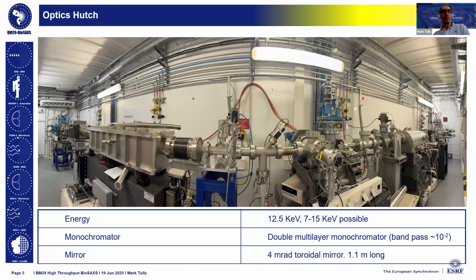So to our beamline, so this is our optics switch. Now we generally just run at 12.5 keV, so that's just under 1 angstrom. We have a double multilayer monochromator and just one focusing optic. This is a 1.1 meter long toroidal mirror.